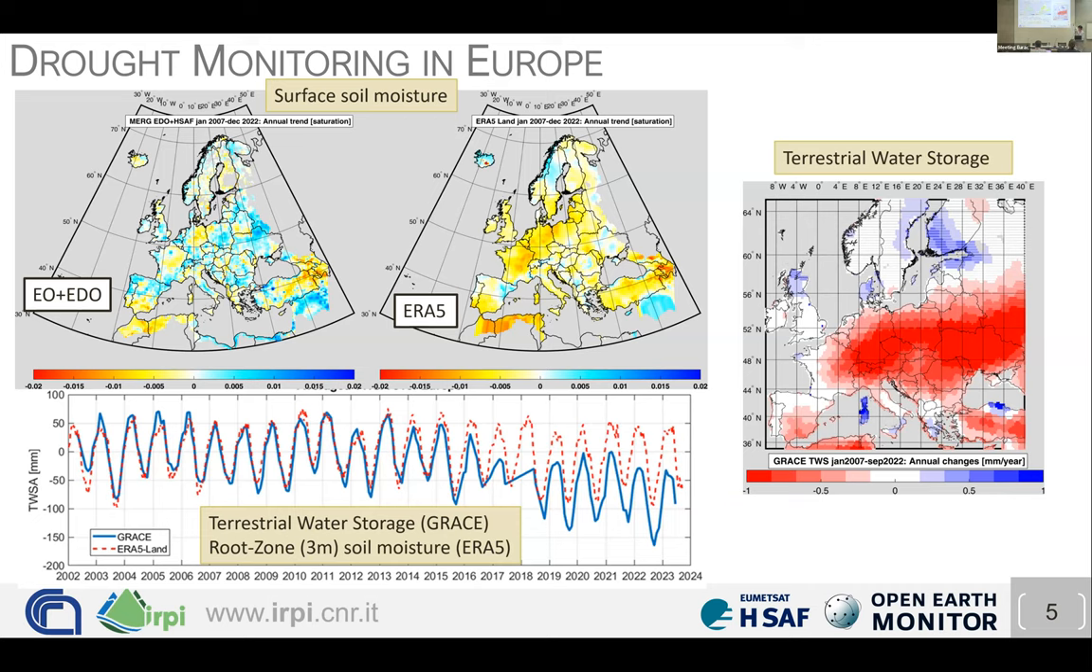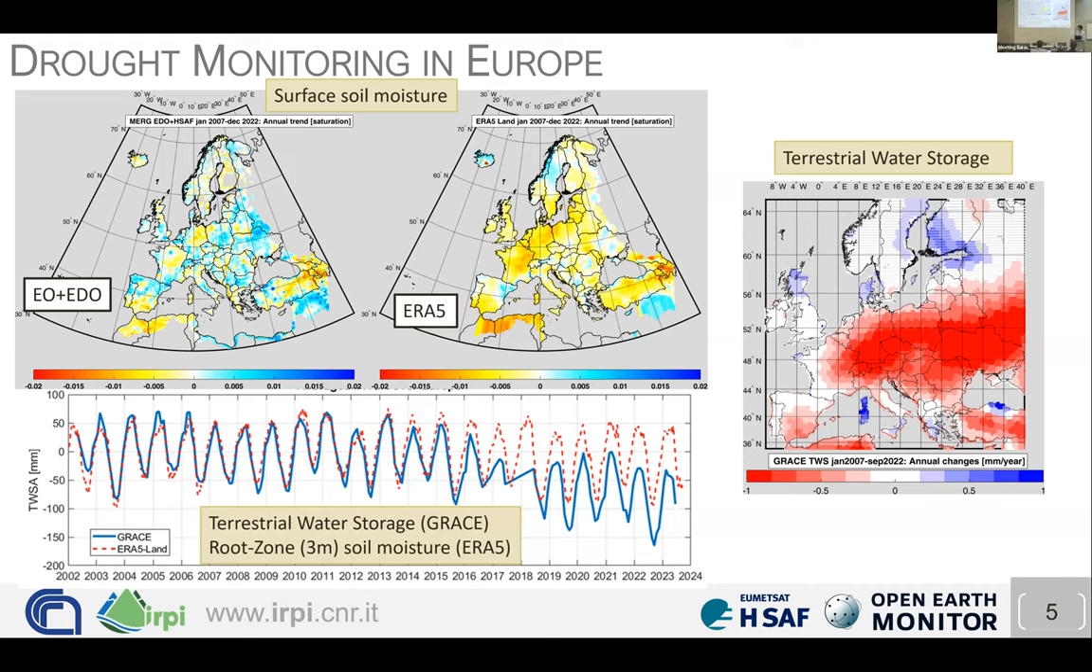If you look at GRACE measuring the terrestrial water storage for the full domain, it is drying everywhere. If you look at the comparison between ERA5 and the terrestrial water storage, it's very good up to 2013-14, but then something happens. We don't know why the drying trend of the terrestrial water storage is very strong in the last 10 years. The question is, is it a signal? Is it a problem of the satellite?